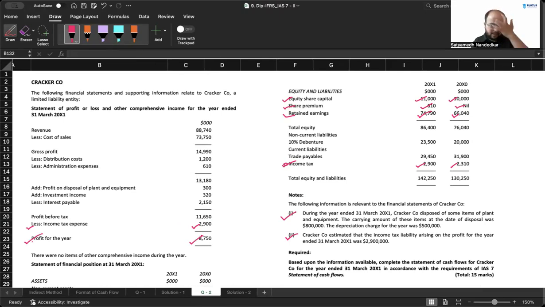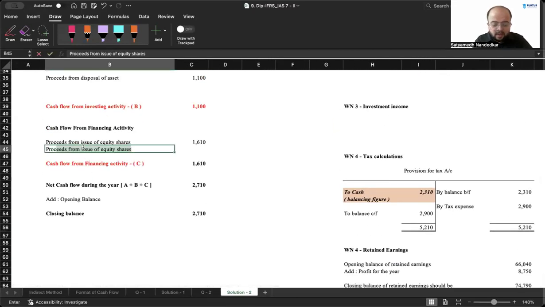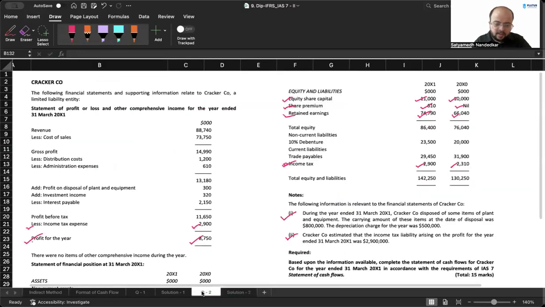Now, non-current liability. Opening balance of debentures 20,000. Closing balance 23,500. That means you raised more money by way of debentures. How much? 3,500. So proceeds from issue of debentures 3,500. Okay, this is also done.